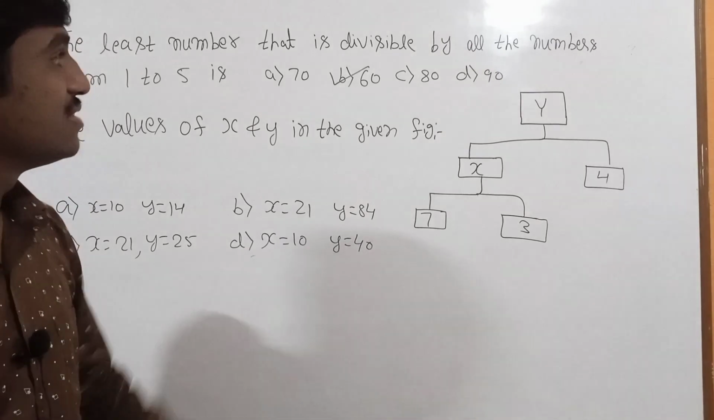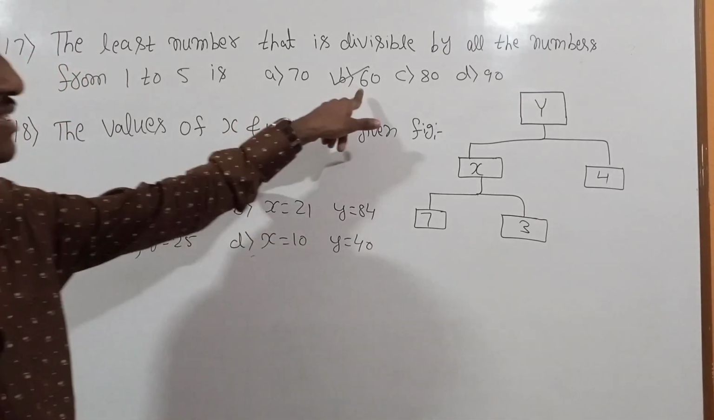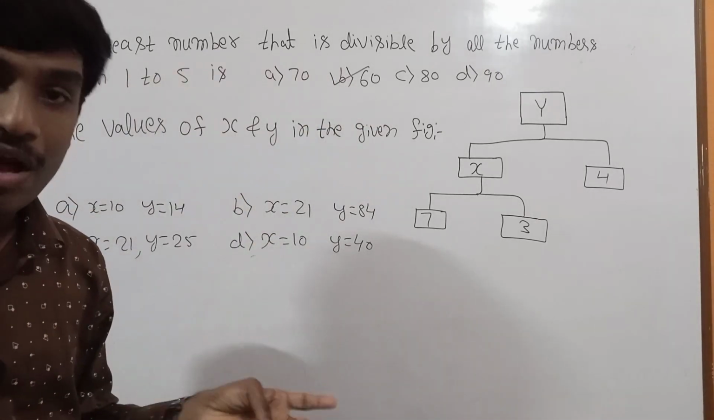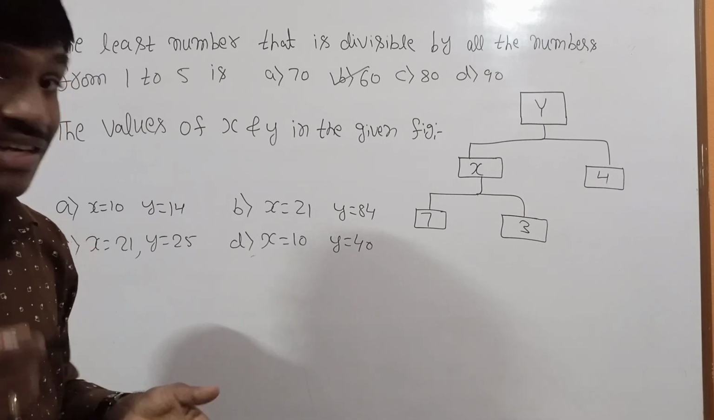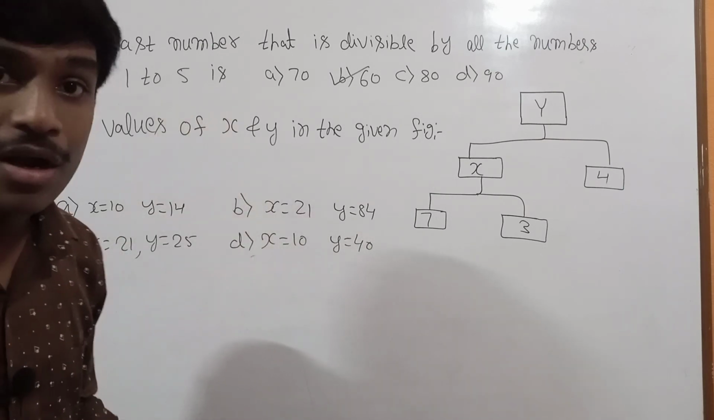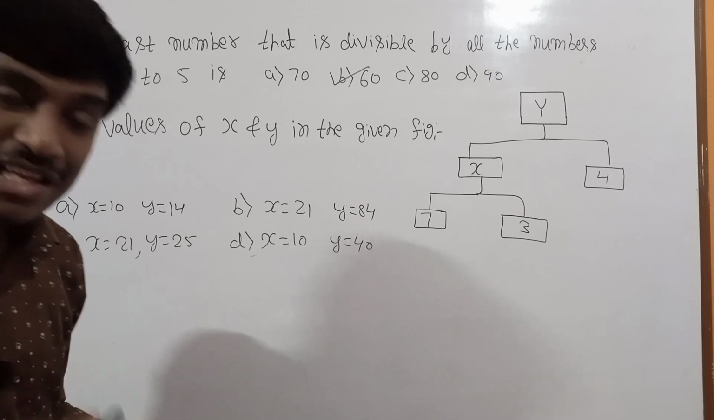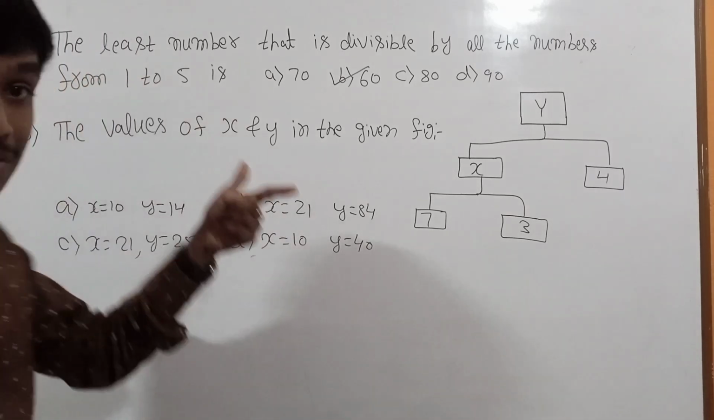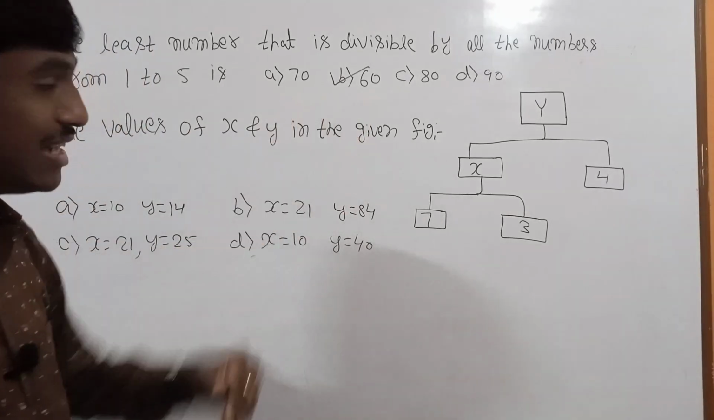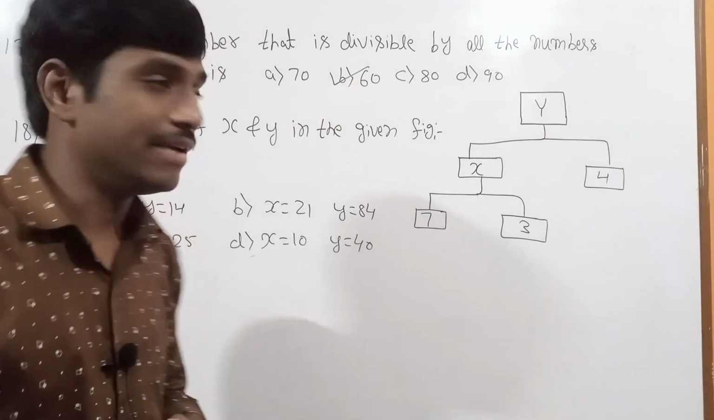That means 60 is divisible by all the numbers 1, 2, 3, 4, 5, and that is the least number. Before that, we don't have any number which divides all the numbers 1, 2, 3, 4, 5. That is the meaning basically, and for that we need to find the LCM.